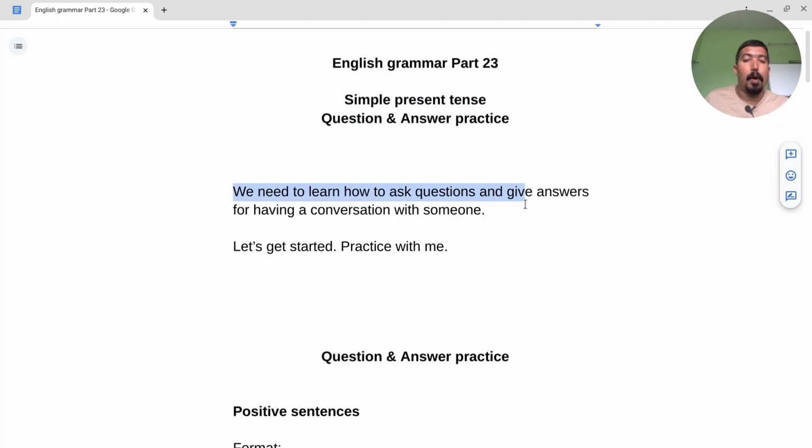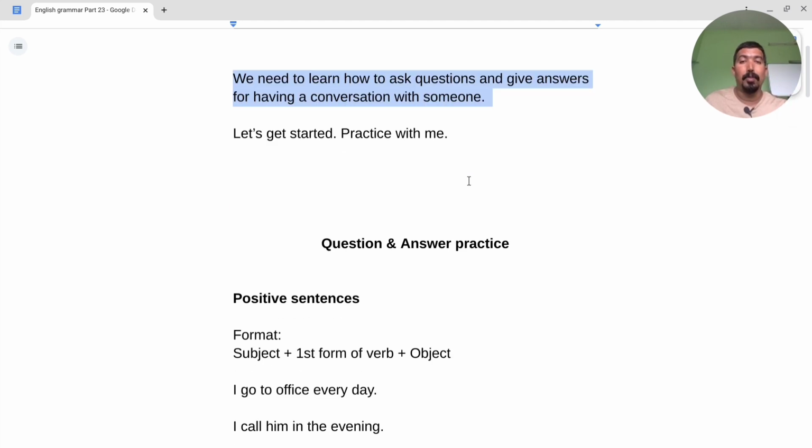We need to learn how to ask questions and give answers for having a conversation with someone. In order to start a conversation, we need to know how to ask a question. You should ask a question to someone, then they give you an answer, or maybe they will ask you a question and you have to give an answer. So that is an exchange. Asking a question and giving an answer is called an exchange. So many exchanges form a conversation. So we need to learn how to ask questions and give answers to start a conversation. So let us get started.